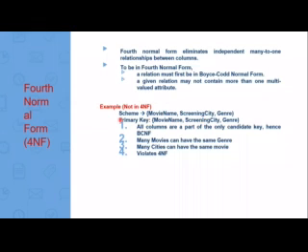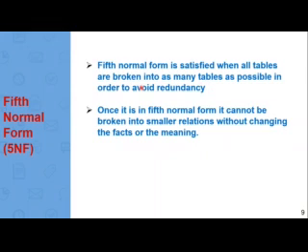And fifth normal form is generally satisfied when all the tables are broken into as many tables as possible in order to avoid redundancy. Here, it applies when it cannot be broken into smaller relations. That is a problem with the fifth normalization form. So I hope that you understand about normalization: what is normalization, why we need normalization, and what the types of normalization are, and so on.